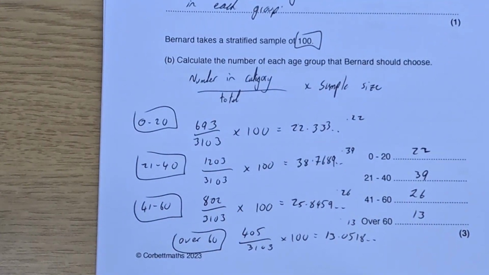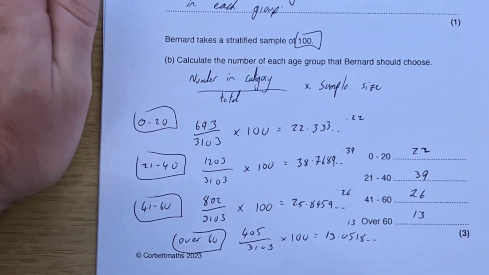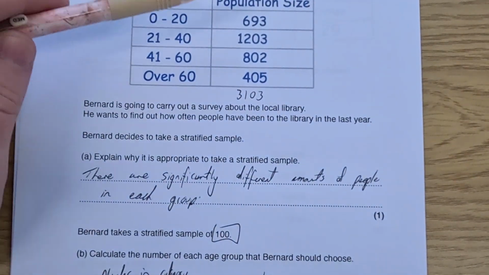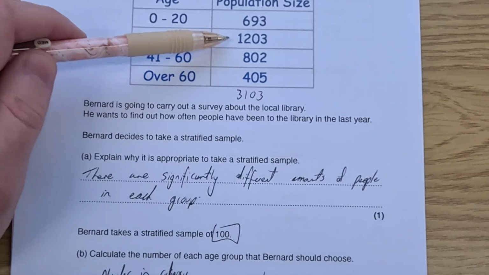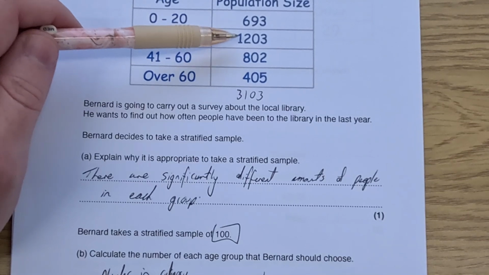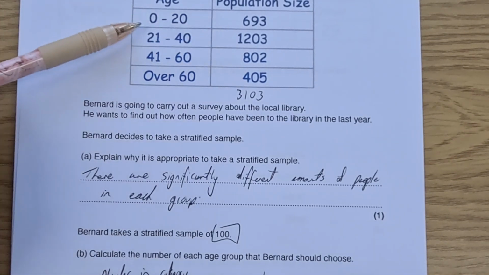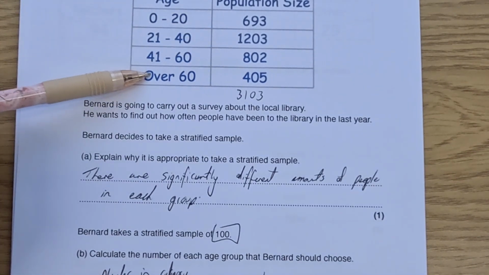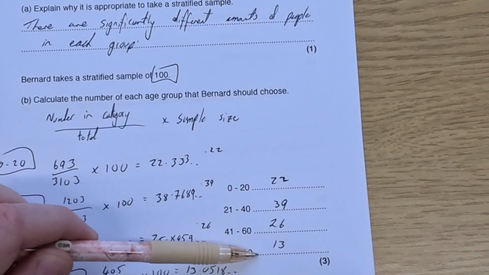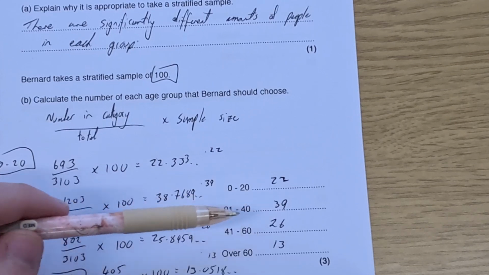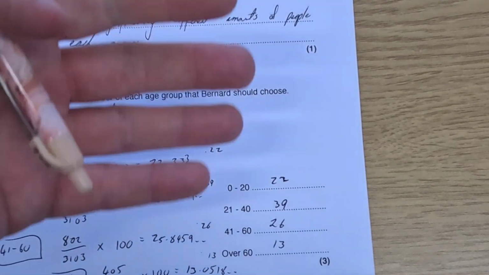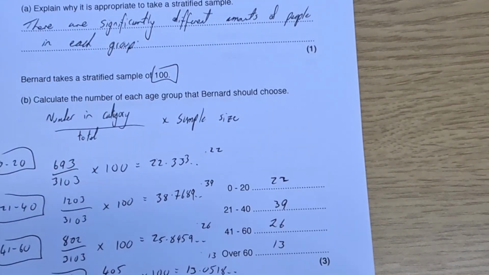And that makes sense because if we have a look here, remember earlier on, whenever we talked about why we used a stratified sample here, we said, well, there's 1,203 people between 21 and 40 and only 405 over 60. So as you can see, there's nearly 3 times as many 21 to 40-year-olds as there are over 60-year-olds. And if we go down here to our sample, we've got 13 over 60-year-olds and 3 times as many, which is 39, 21 to 40-year-olds. So that makes sense. We're asking 3 times as many. So the sample is representative of the population.